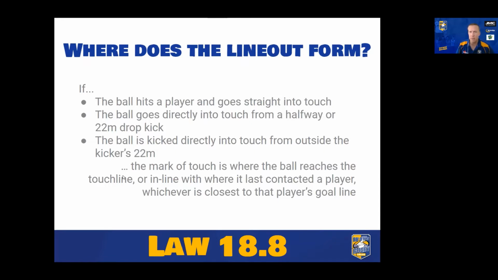So the last place where it touched a player is where the mark is, or whichever of those is closest to the goal line. So if you can imagine a 22-meter drop kick, it goes out in touch on the full, but the wind is blowing pretty strong and it blows it backwards, and let's say it goes out 10 meters from the kicker's own goal line, then the mark of touch would be 10 meters from the kicker's own goal line, because that's the closest point to that player's goal line.